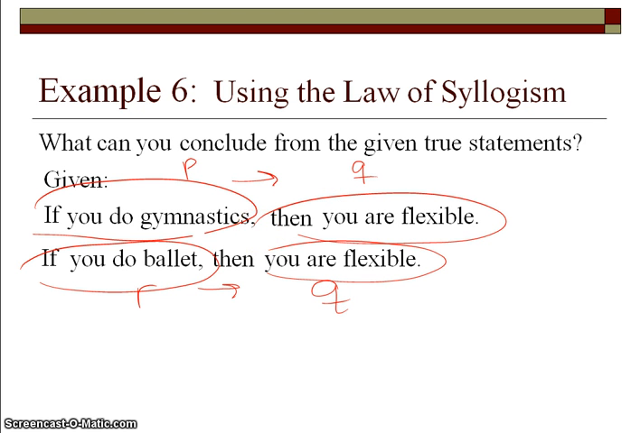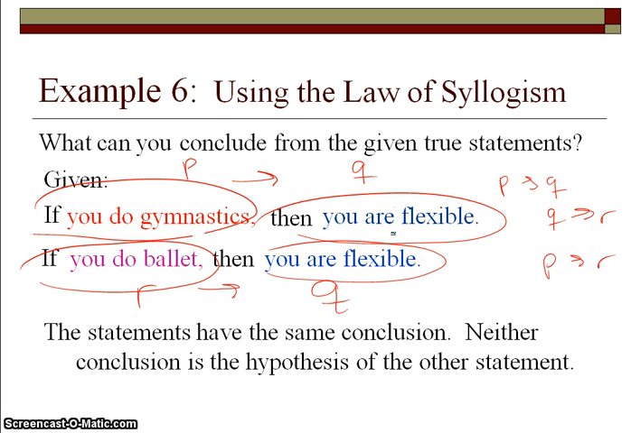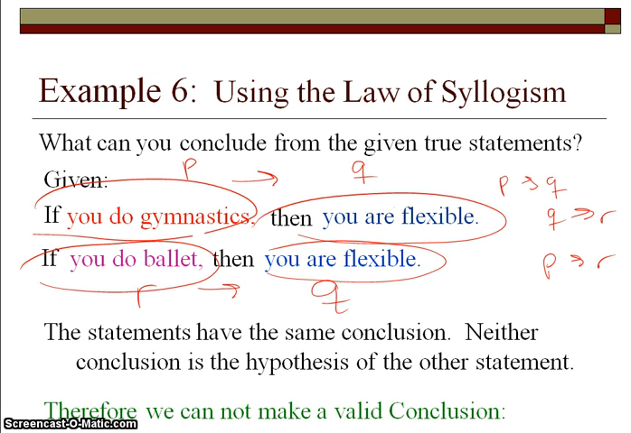Well, if you'll recall, the law of syllogism is P then Q, Q then R, P then R. This isn't doing that. This is going P then Q, R then Q. It doesn't work. It's not the law of syllogism. So you can see, and they'll be color-coded here, that the ones that match are supposed to be this one, and they don't. It's these two that match. The statements have the same conclusion, but neither conclusion is the hypothesis of the other statement. Therefore, we cannot make a valid conclusion from this information.